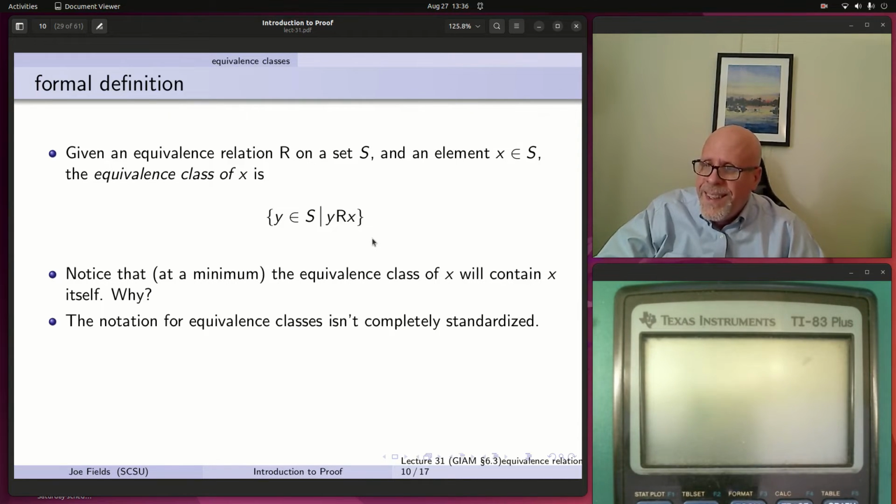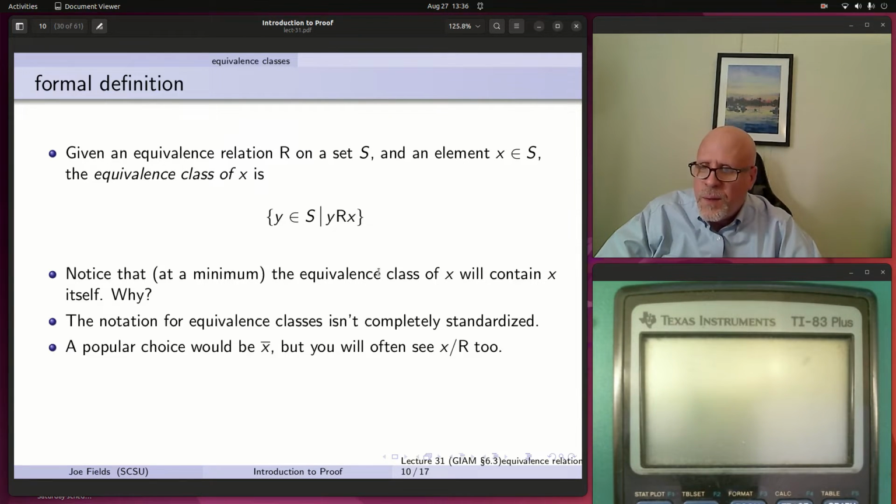I just said why. There is not a fixed notation for these ideas. I do think X bar is the kind of thing you'll see very often, but you will also see what looks like a division thing. It's actually read as X mod R, because it's very much like the modulo relationship that we have previously studied. So X mod R or X bar, those are popular choices for the equivalence class containing X.